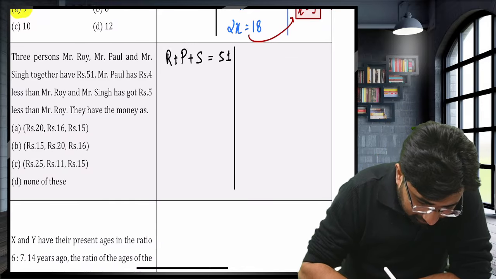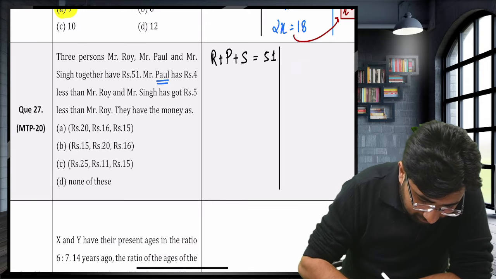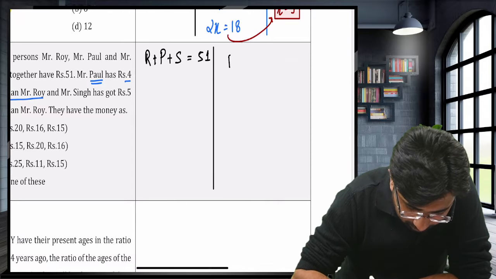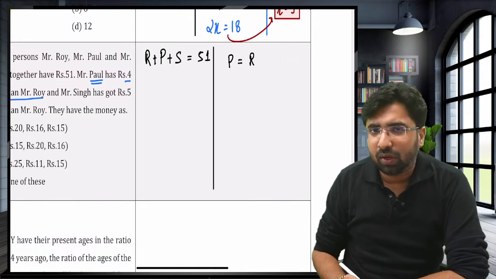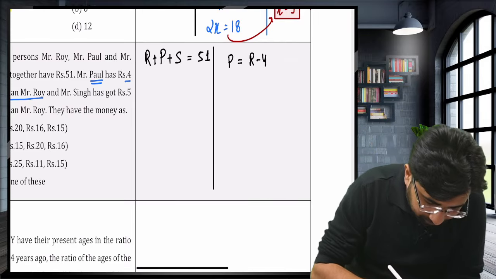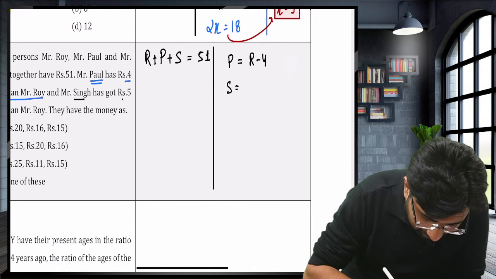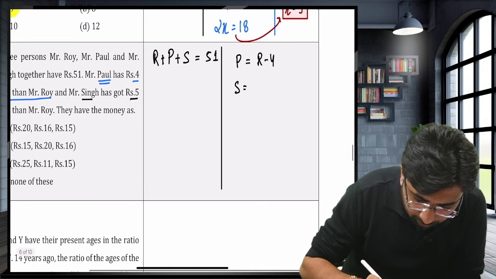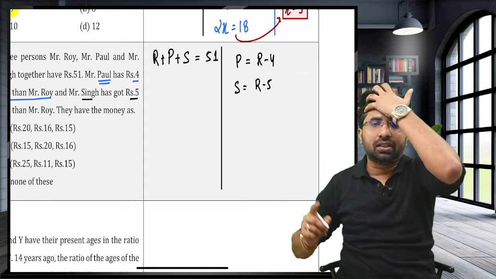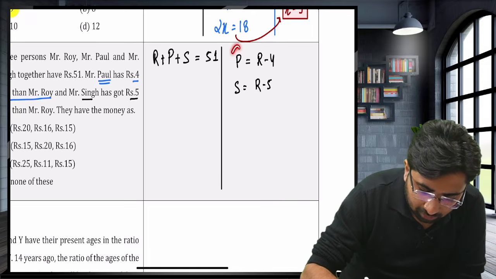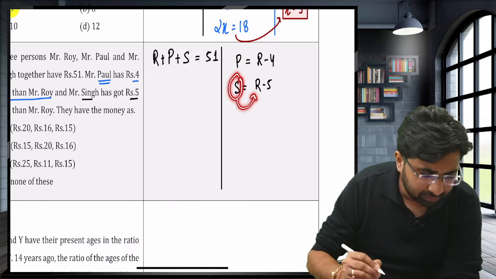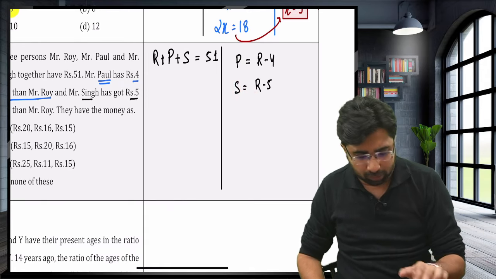Now what are they saying? Mr. Paul has 4 rupees less than Mr. Roy. Whatever rupees Mr. Roy is having, if you subtract 4, that is equals to the money that Paul is having. Now, Mr. Singh has 5 rupees less. Whatever Mr. Roy is having, if you subtract 5, you will get the money that Mr. Singh is having. Now you have P and S in terms of R.